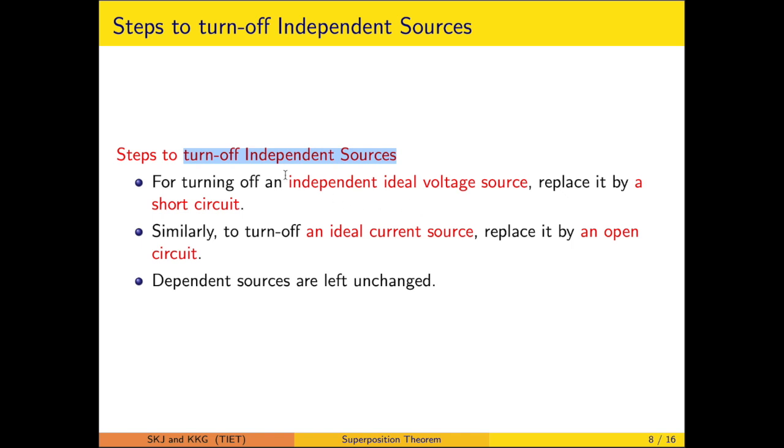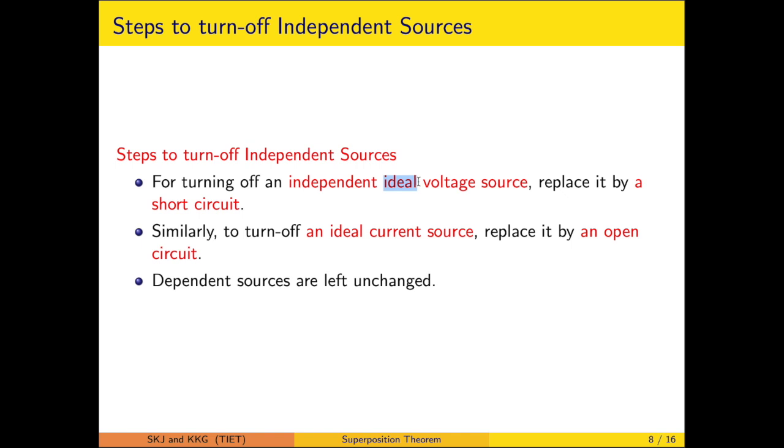So here the question is independent ideal voltage source. Please be mindful regarding the terminology. This particular is independent, so it is not a controlled source. Second, the ideal. Ideal means it does not have any internal resistance. If that is the situation, we replace it by a short circuit.